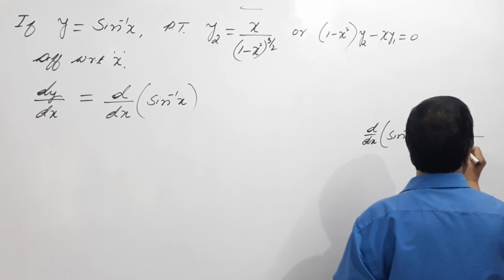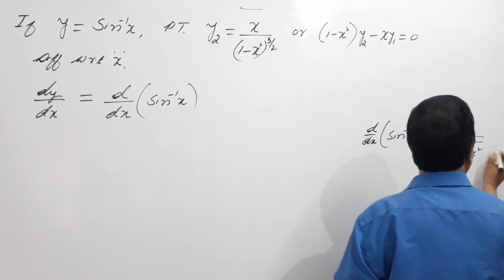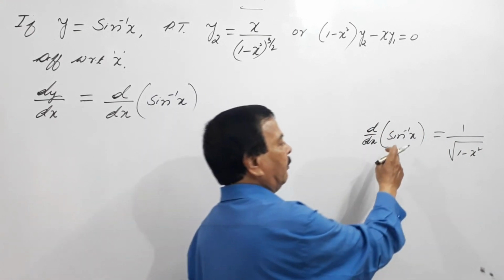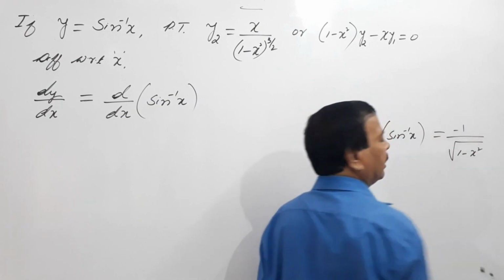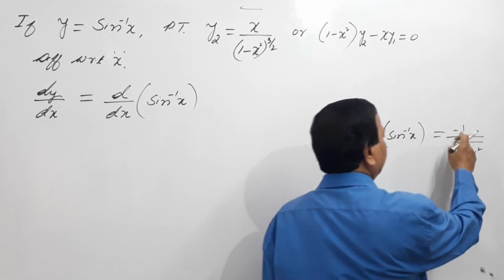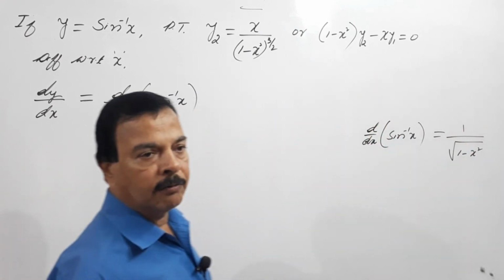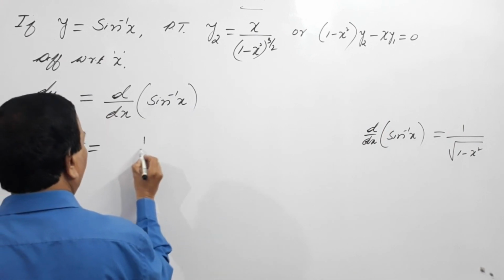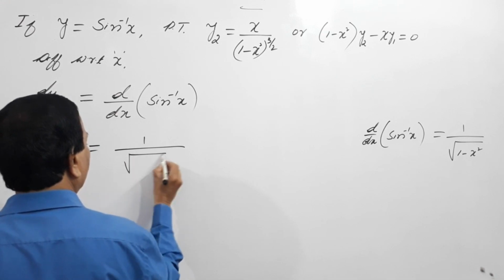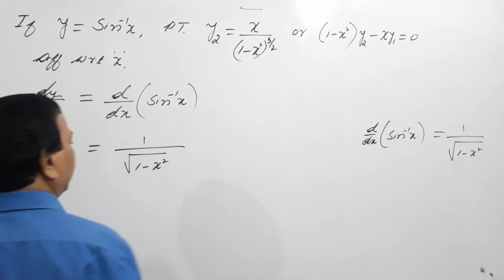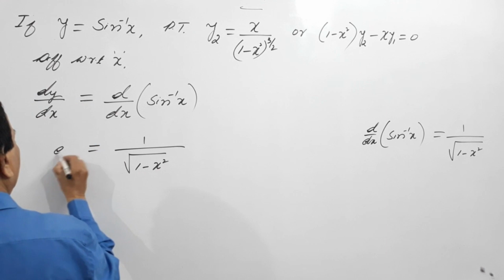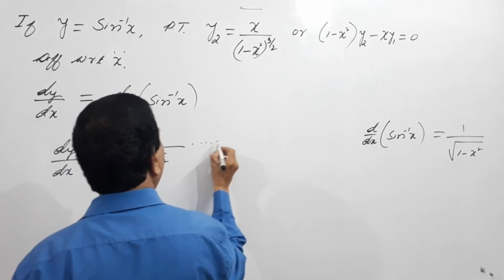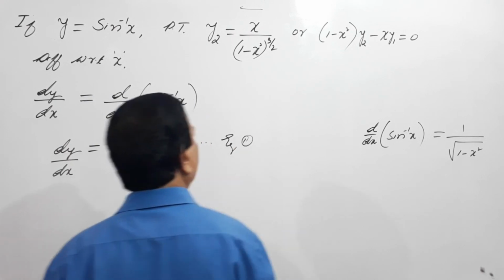1 by under the root 1 minus x square. So d by dx of sin inverse x is 1 by under the root 1 minus x square. Supposing if you have cos inverse, you will get a minus value. Since it is sin inverse, you don't have any minus value for this. So this is our dy by dx. I call this equation 1.